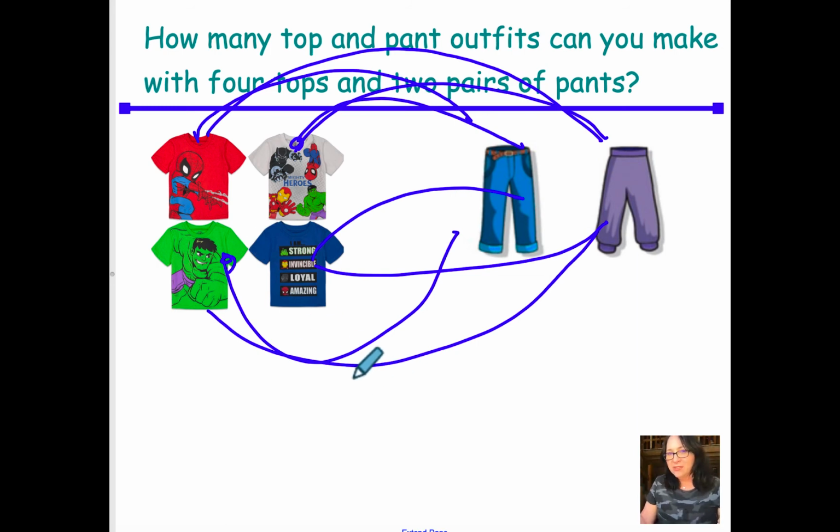Well, an easier way of finding that, other than just making little lines and diagrams, is to say, I've got 4 tops I'm going to choose from, and then I have 2 pairs of pants that I can choose from. So how many different combinations? I'm not asking for the probability. I'm asking how many combinations can I have all together? Well, I can have 8. 4 times 2.